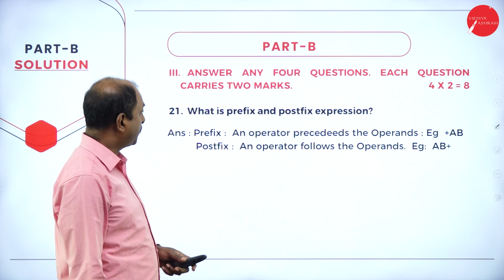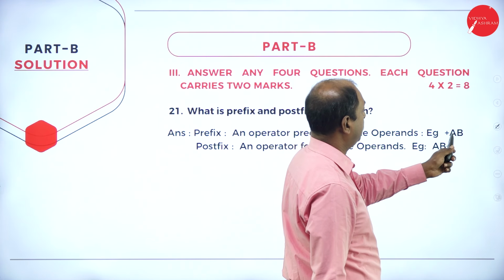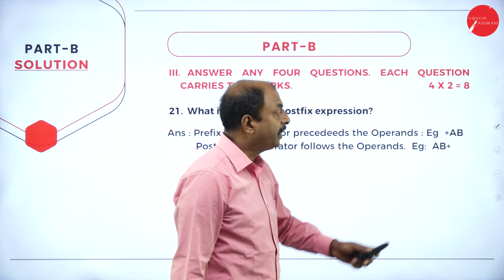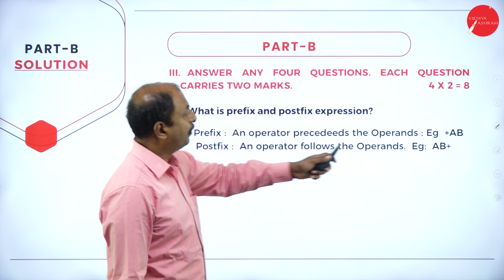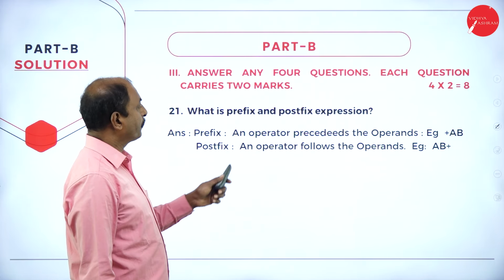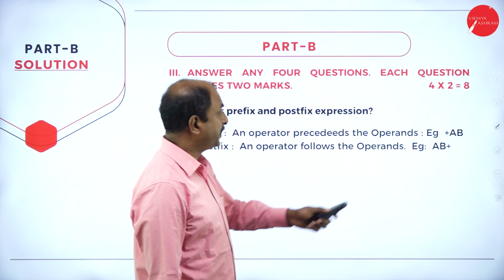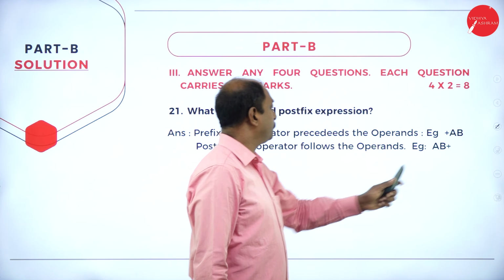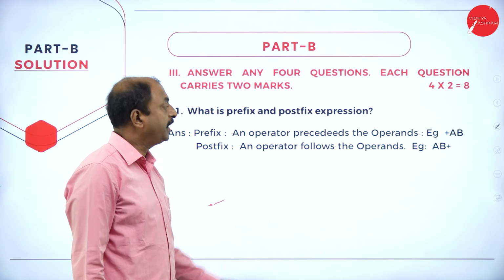So what is a prefix expression? The definition is: an operator precedes the operands. An example is plus AB. If you look at the example, plus is an operator and A and B are operands. So prefix means the operator precedes the operands. That is the definition of prefix. And postfix: an operator follows the operands. In this example, A and B are operands and plus is an operator. It is following these operands. That is why it is called a postfix expression.